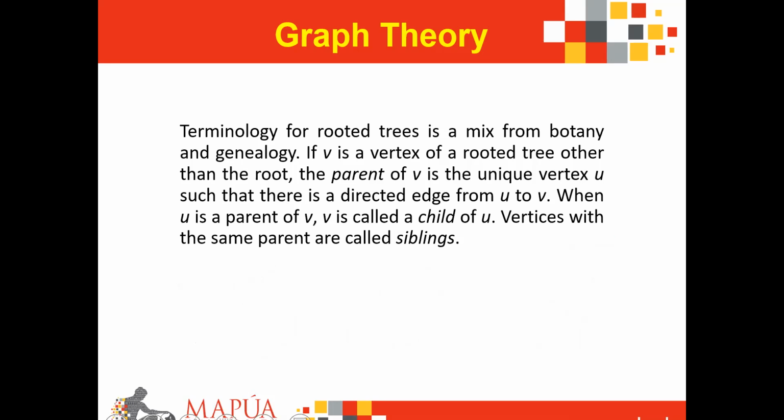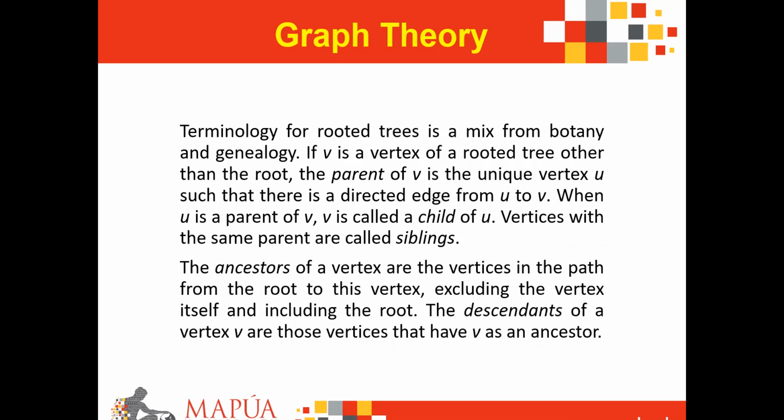The terminology for rooted trees is a mix from botany and genealogy. If V is a vertex of a rooted tree other than the root, then the parent of vertex V is the unique vertex U such that there is a directed edge from U to V. When U is a parent of V, then V is called the child of U. Vertices with the same parent are referred to as siblings.